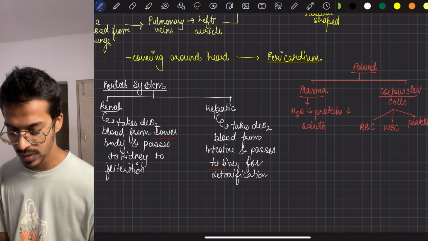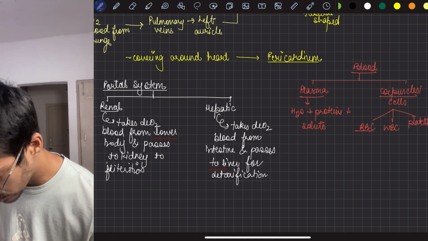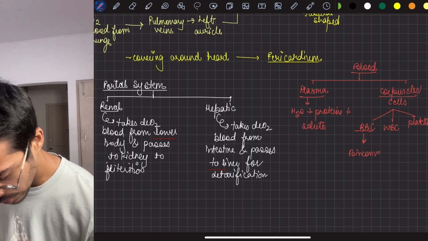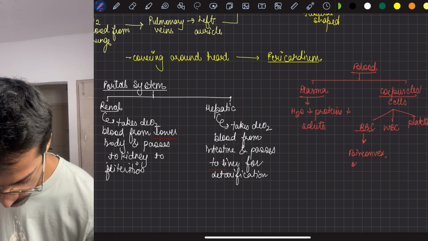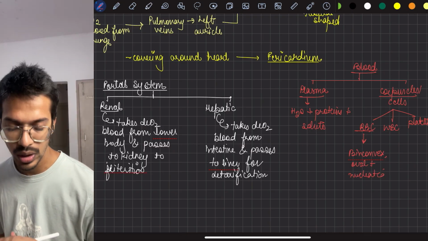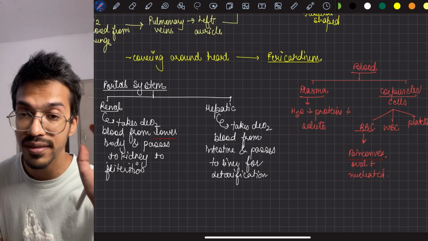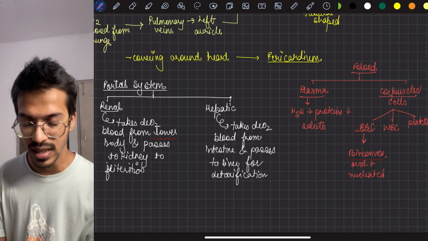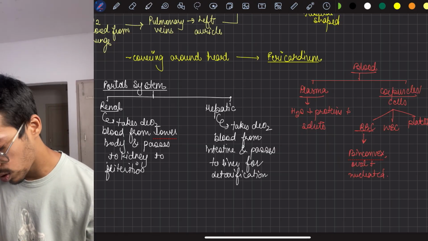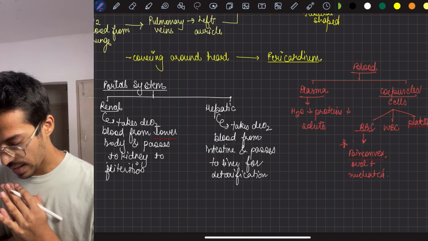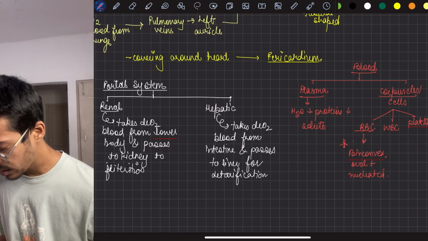They have the same function. The only thing is that these cells are biconvex, oval, and nucleated. In our case they are biconcave as well as non-nucleated, but there is that difference. So this is the only point you have to remember. Okay, and that's the thing about the blood.